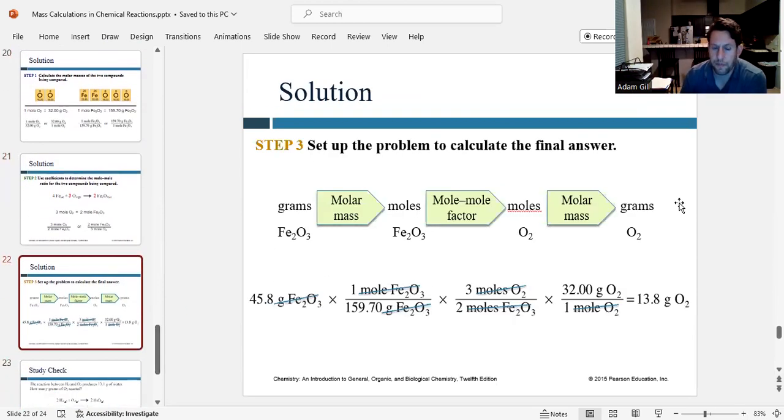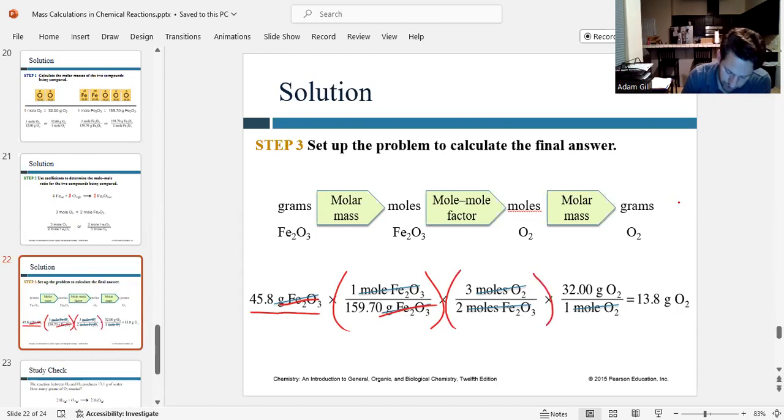Then we set up the problem. So we start with the given grams of iron oxide. We do the molar mass. There's 1 mole of iron oxide for every 159.7 grams. Grams of iron oxide cancels. Then we do our mole-to-mole ratio. Moles of iron oxide on the bottom, moles of oxygen on top. It's a 3-to-2 ratio. And then the last thing is the molar mass of oxygen. 32 grams per mole. Moles of oxygen cancel. And when you multiply everything out on your calculator, you'll end up with 13.8 grams of O2.